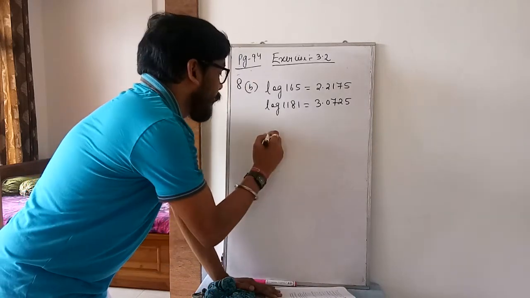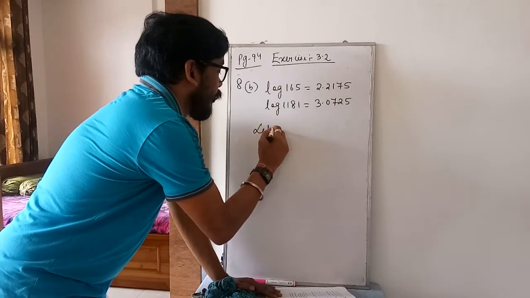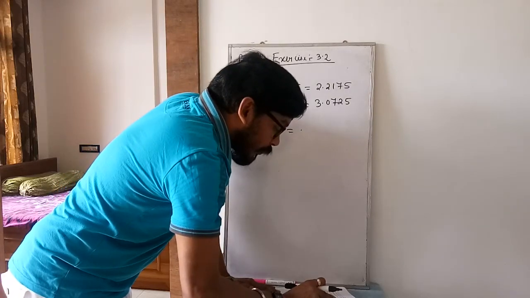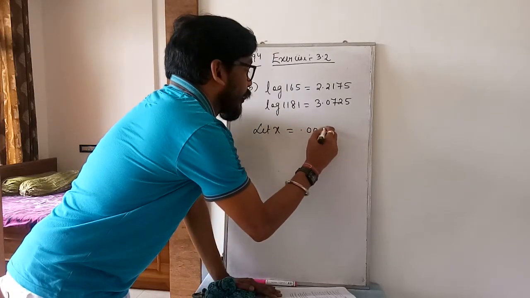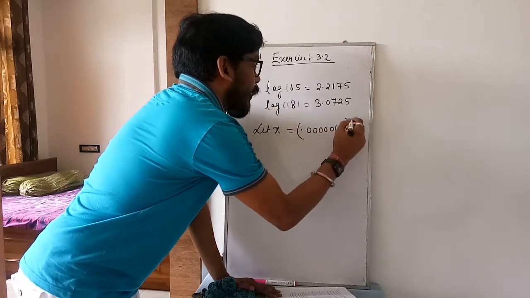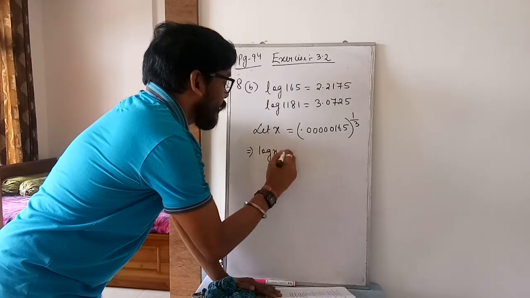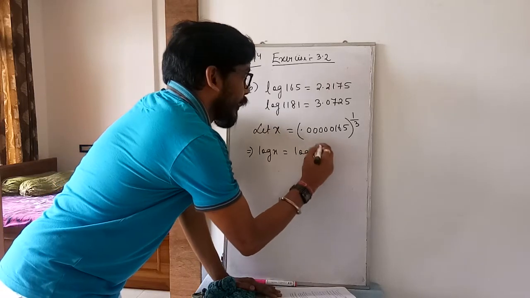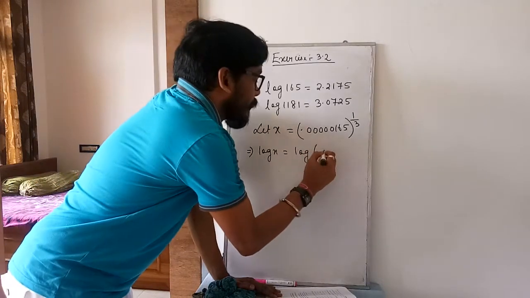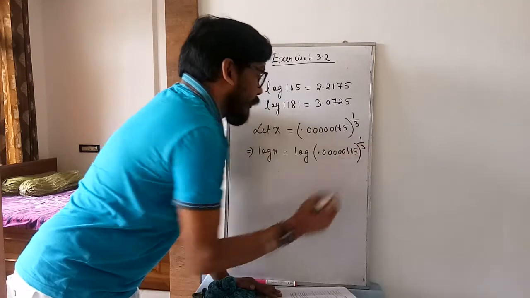So to find the value of this, I have to take log. Let me write first, let x equal to, then it will be more accurate for you. Let x equal to point, after point how many zeros are there? 1 2 3 4 5. 165 whole to the power 1 by 3. Now to get this value, I have to take log both sides. So log x equal to log point, 5 zeros, 165 whole to the power 1 by 3.